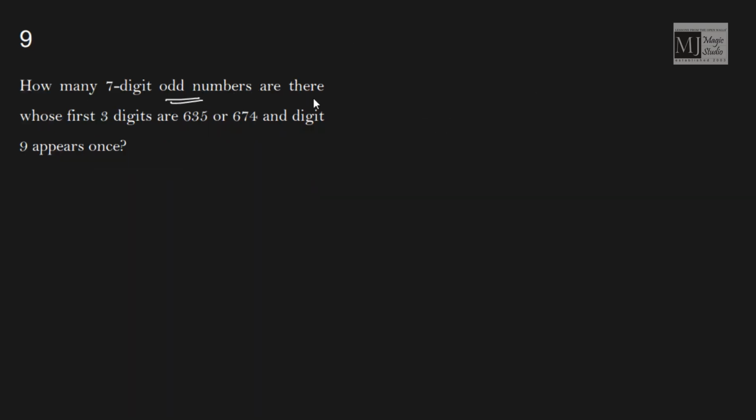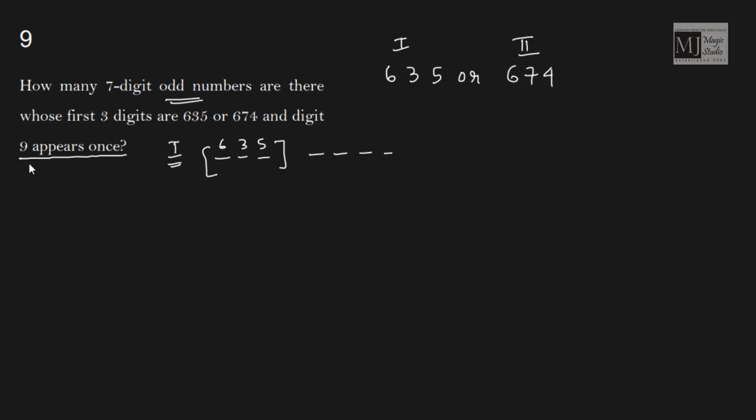How many 7-digit odd numbers are there whose first 3 digits are 635 or 674? Bingo. Let's take this as case 1 and take this as case 2. In case 1, already 3 digits are occupied by 635 and now we are left with 4 digits. One more condition is there. 9 appears once.